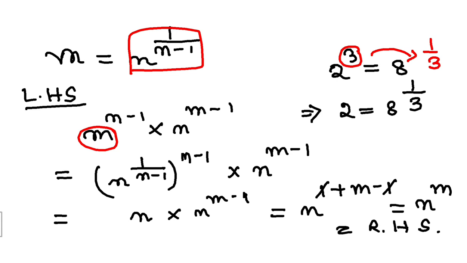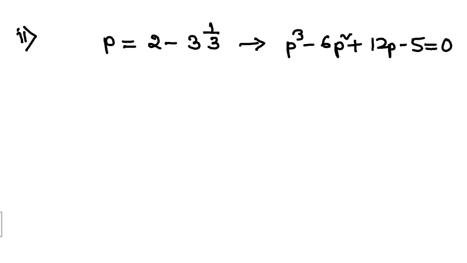Alright, so this is question number 1. Slightly complicated, please pay attention. Now let's go to question number 2. Now that's question number 2. p is equal to 2 minus 3 to the power 1 by 3. This is given and this is what you need to prove.